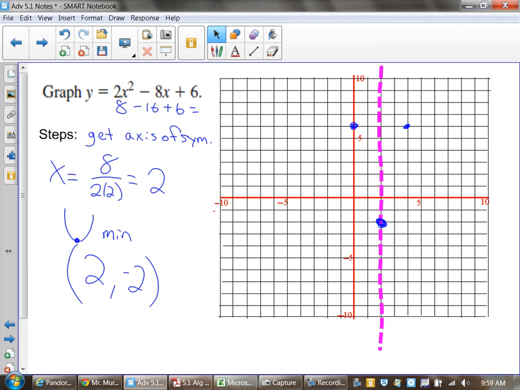Another set would just use 1. What's 1 squared? What's 2 times 1? What's 2 minus 8? What's negative 6 plus 6? 0. So since this is 1 over from the axis, the other one's got to be 1 to the left of it. Does that make sense? You guys vaguely remember this? Yeah. We've now plotted 2 sets of symmetric twins.